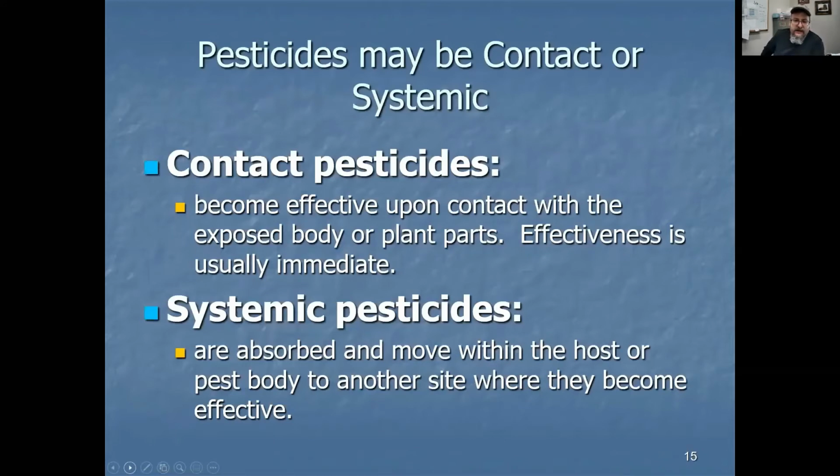Pesticides may be contact or systemic. So contact pesticides become effective upon contact with the exposed body or plant parts. Effectiveness is usually immediate. Systemic pesticides, however, are absorbed and move within the host or pest body to another site where they become effective.